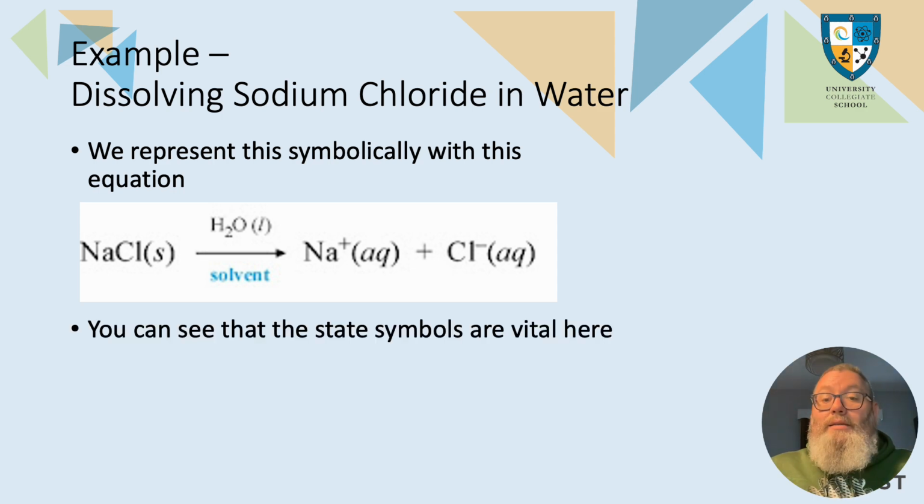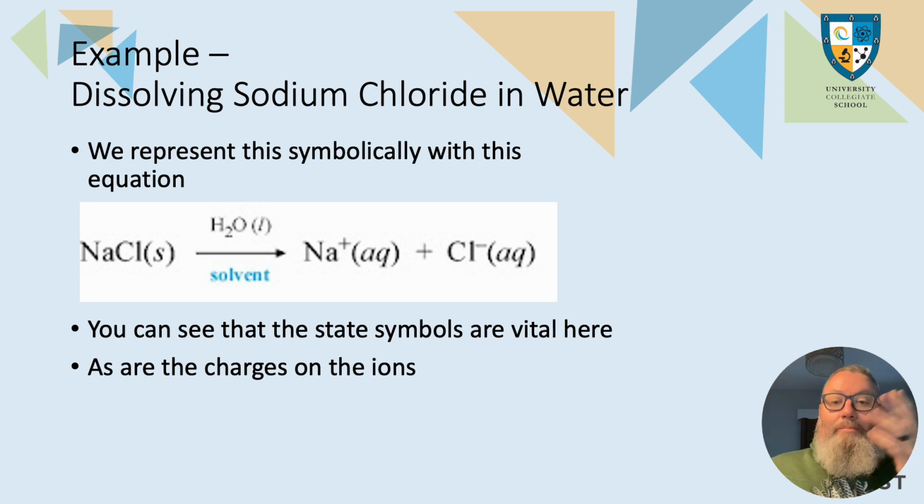You can see that the state symbols are vital here. They're really important because they show that we've got a solid that dissolves, and the charges on the ions are really important as well. Na+ because they're in group 1, so they lose 1 electron to produce this ionic compound, and Cl- because they're in group 7, so they gain 1 electron to get the full outer shell to become a negative ion.